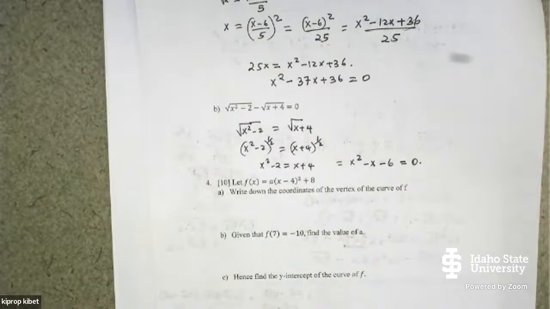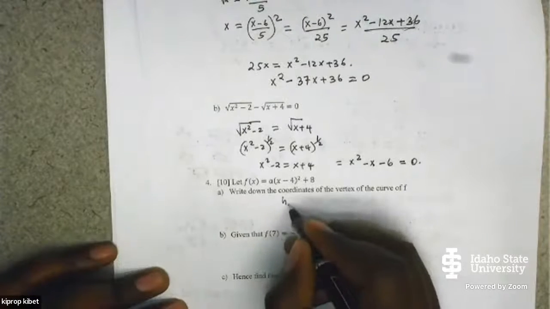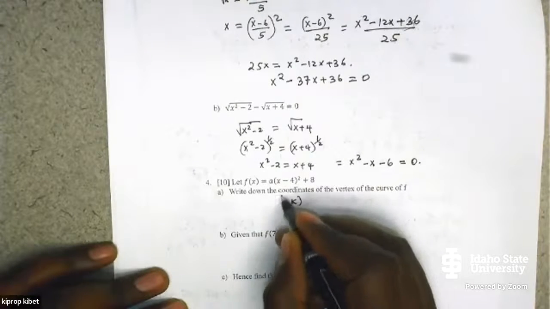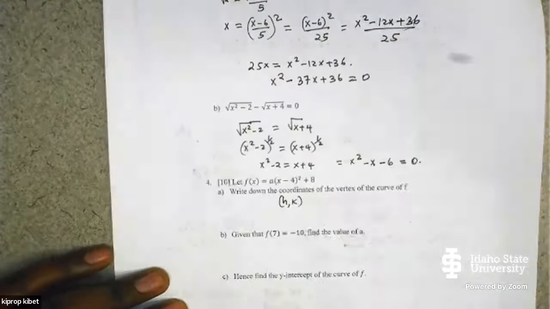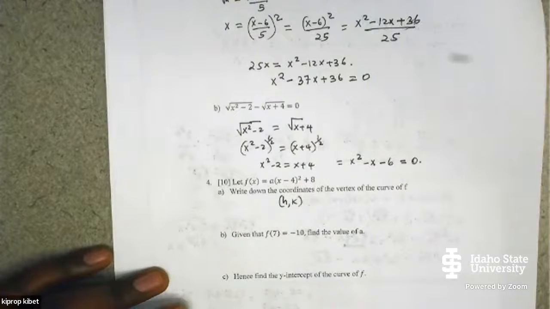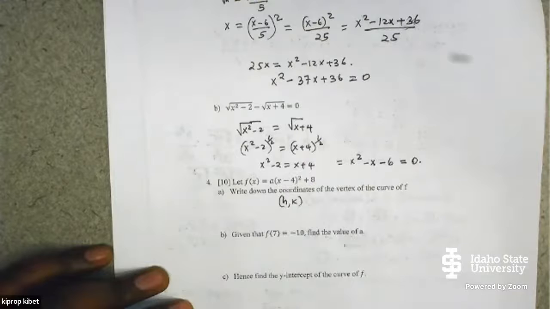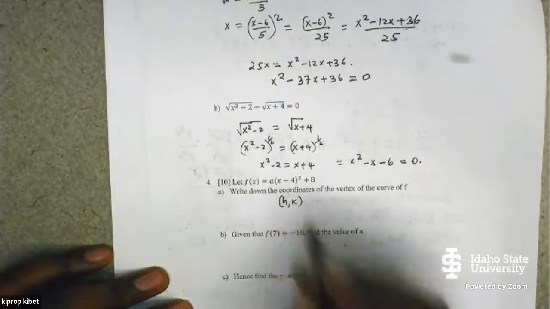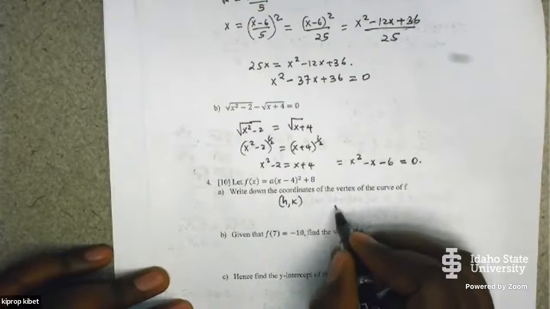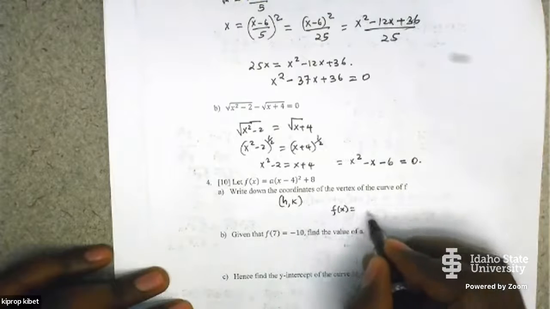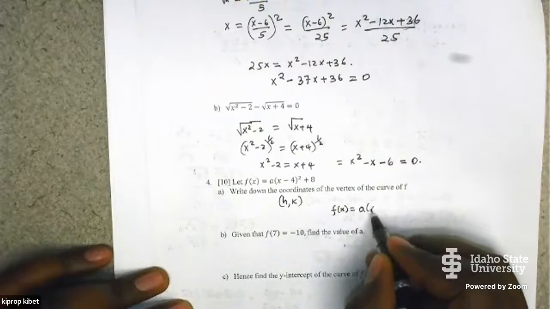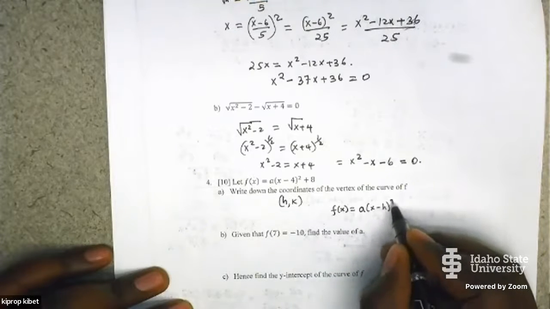The top, if it is like this, then it should be the top part, and if it is like this, then it is down there. So the vertex, we get it from what? h, k. That is the vertex. So to get the vertex here, you still remember that f of x equals a times (x minus h) square plus k.